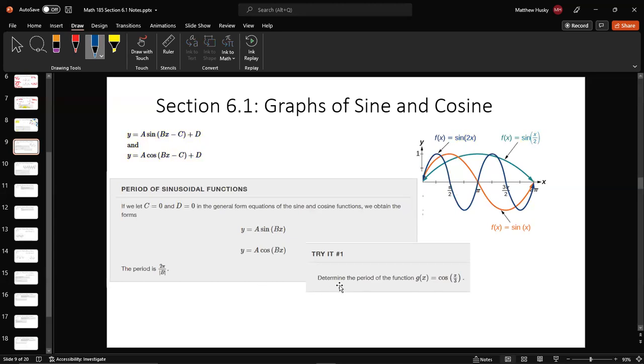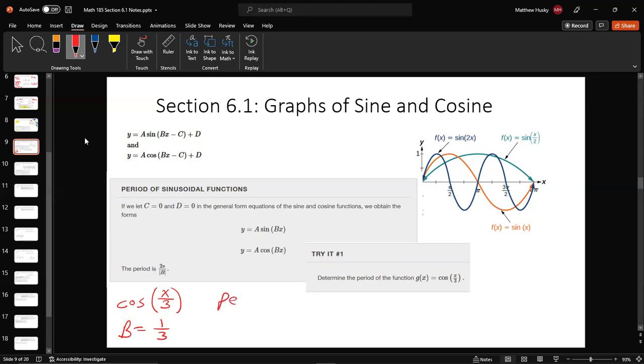So here they say, determine the period of the function cosine of x over 3. All right, so let's look at this. This is cosine of x over 3. That would mean that B is 1/3, because you're multiplying by 1/3, which is equivalent to dividing by 3.